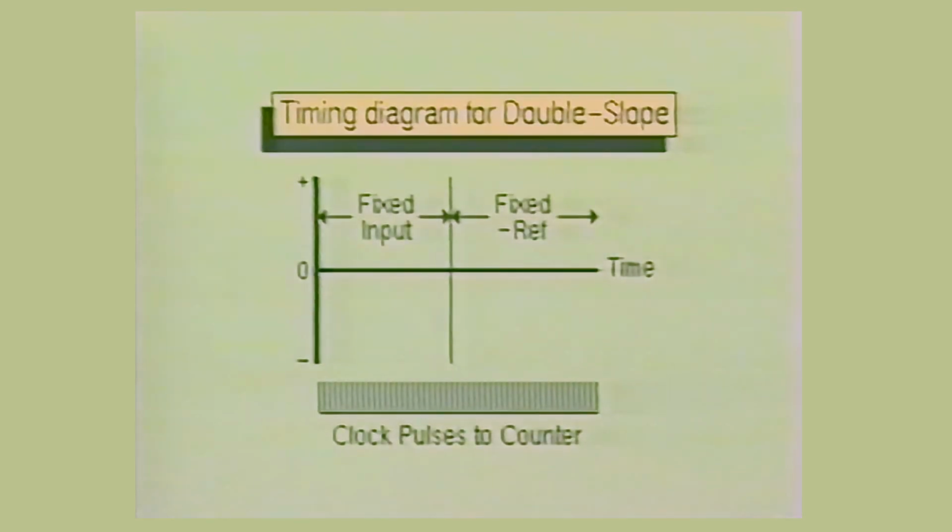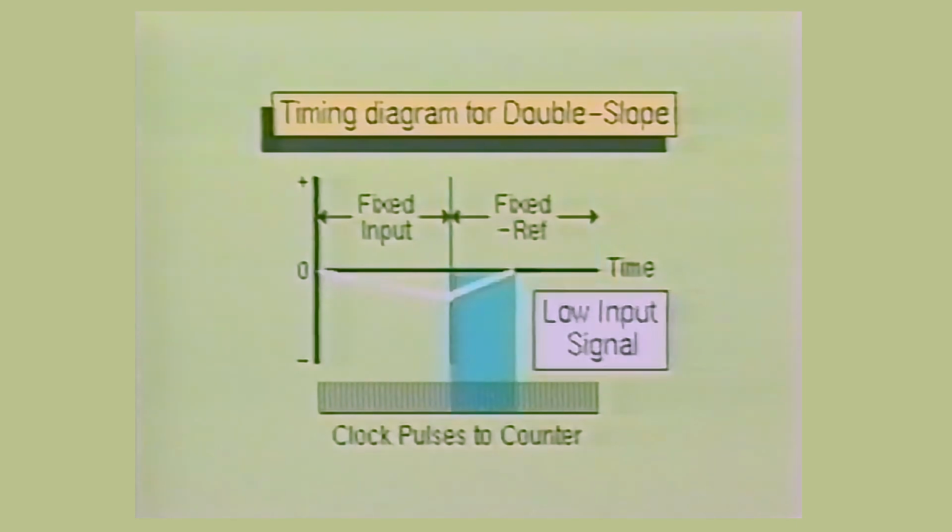In an effort to simplify the sequence of the dual-slope integrator design, we will use this simple timing diagram. The first thing you should notice about this diagram is that the sampled input has a fixed time frame. You should also notice that the reference voltage has a fixed time frame as well. Here you see a low input signal being sampled. When the sampled signal reaches 0 in the fixed reference time frame, the clock pulses going into the counter section stop, which causes the counter to stop counting. The count accumulated during the fixed reference time frame will represent the sampled input voltage.